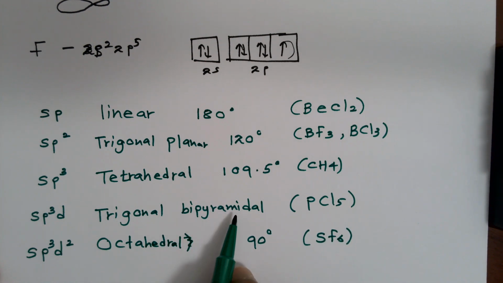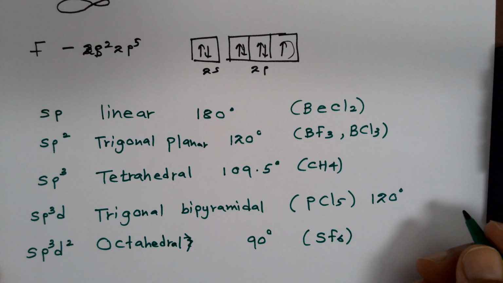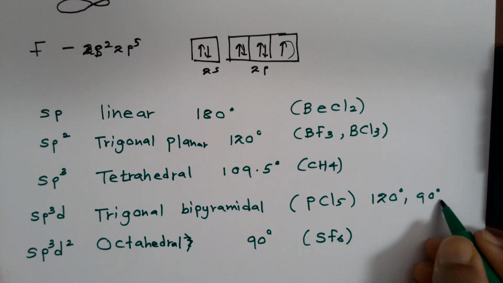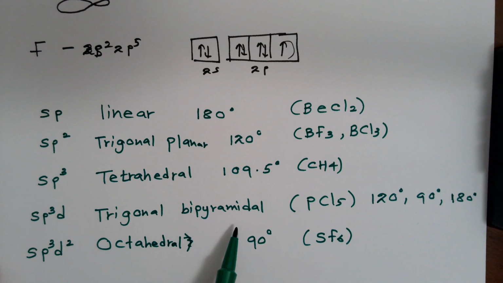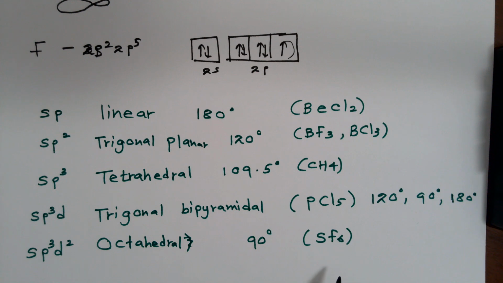So trigonal bipyramidal, there are 2 types of bond angle. Equatorial bond angles are 120 and the axial equatorial bond angle is 90 degrees. There are 2 types, and the axial bond angle is 180 actually. Then there are 3 types of bond angles in trigonal bipyramidal. So these are the 5 types of hybridization, their shapes and bond angles with examples.